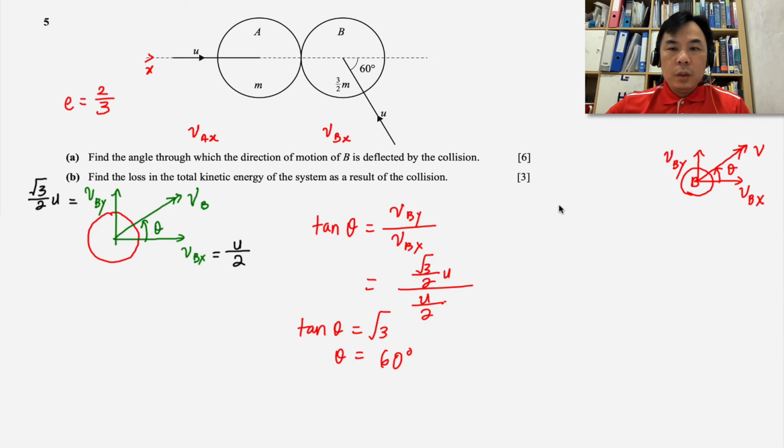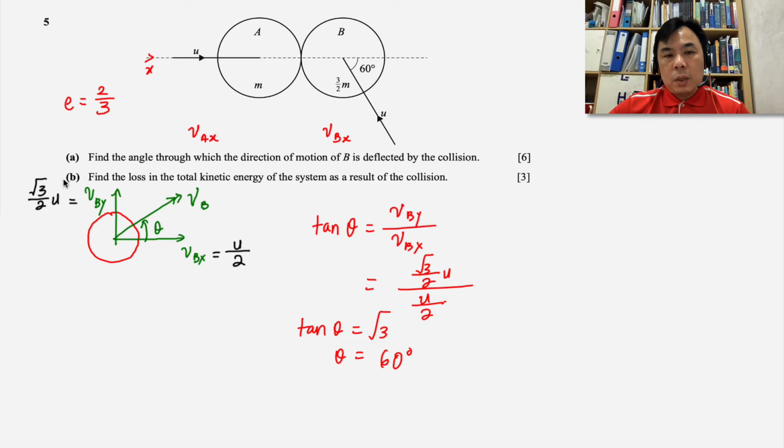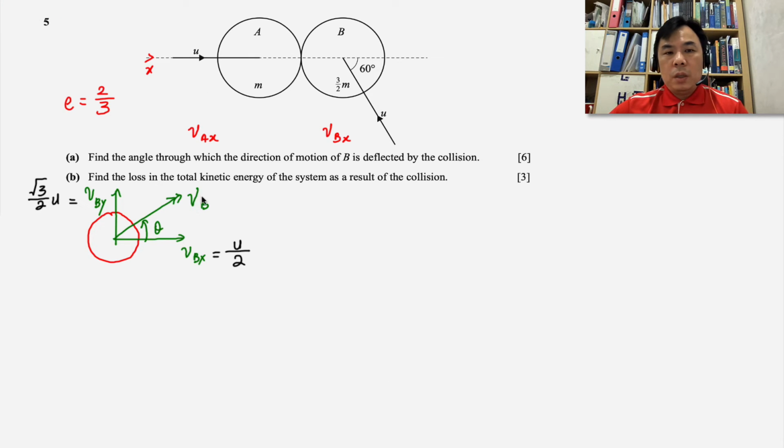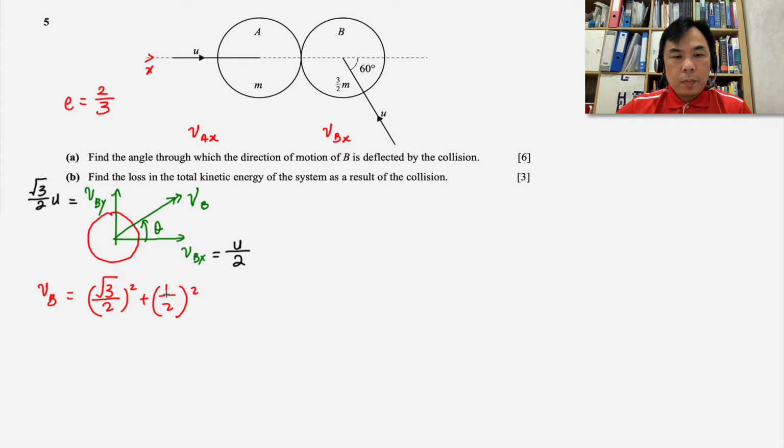Okay, we're going to move on to the loss in total kinetic energy. That's the one that we're going to work out. Before that, we are going to find the speed of B after collision, which is given by BB. BB can be calculated based on this. By simplifying, let me see what we have here. This is 3, this is 1 here, so 4 out of 4, which is 1. So basically BB, the speed of B, is actually u.